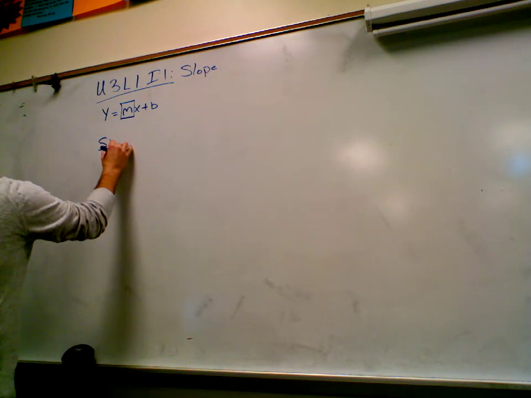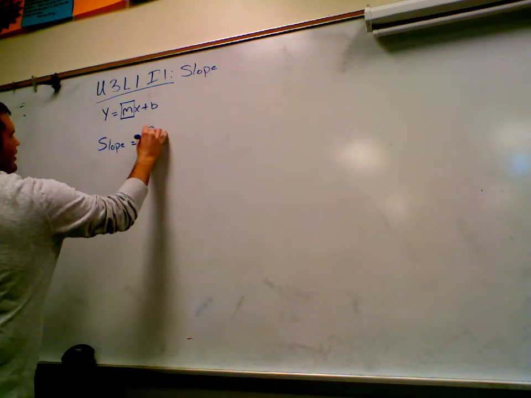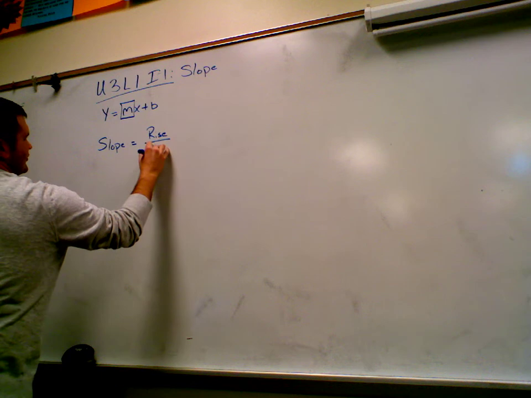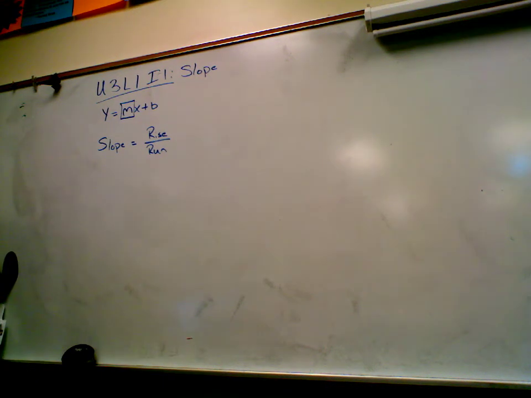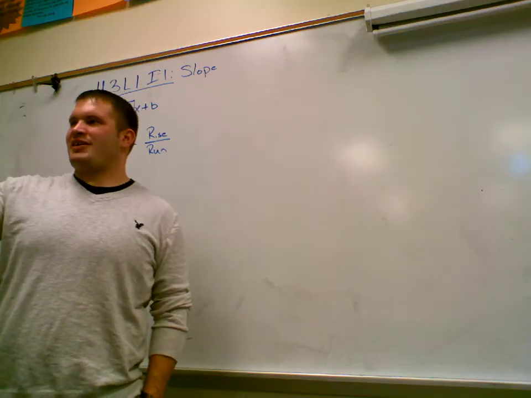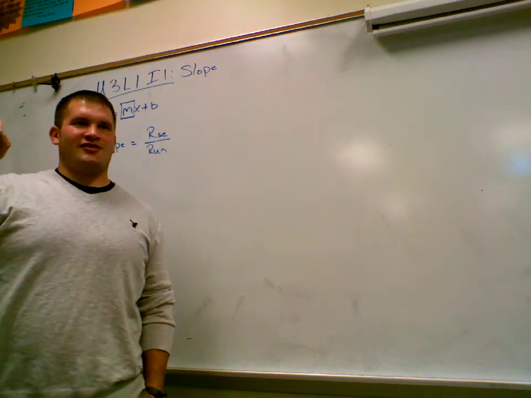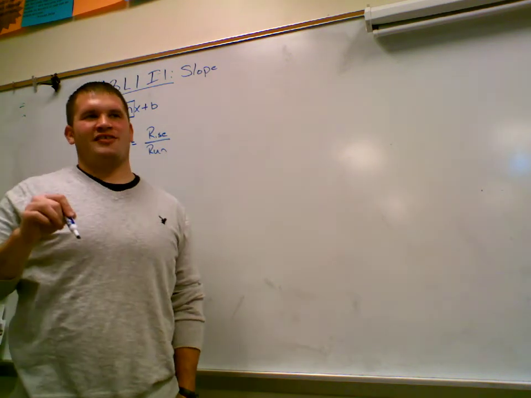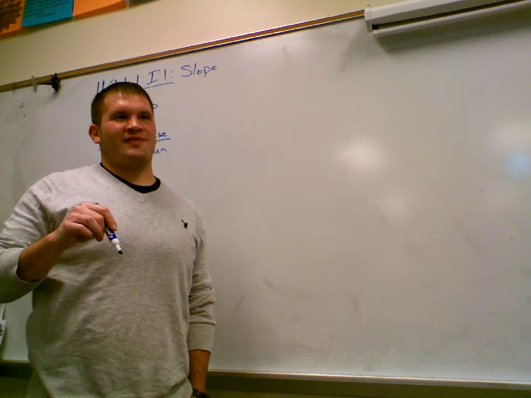Slope is rise over run. What does that mean? It's rise over run. So the little thing where you go some this way and some that way, for the line.